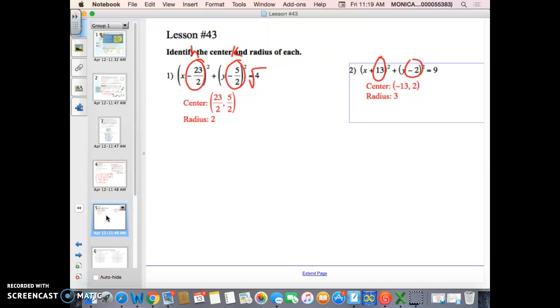So it was positive, so it comes out negative. Here's h and k. K was negative, so it comes out positive. And then you take the square root of 9, and that's where the 3 comes from. So that's all you have to do for the first few problems.